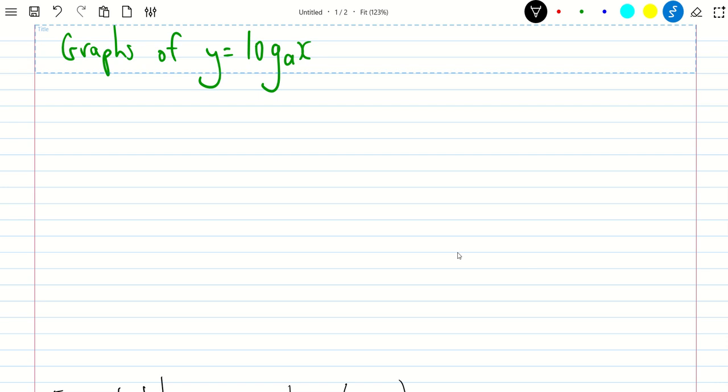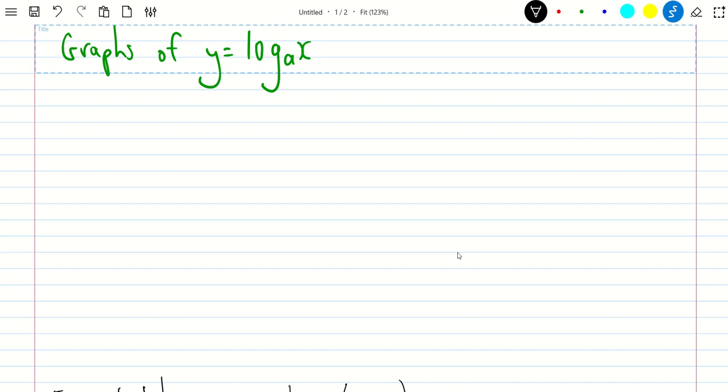What we're going to be looking at today is the graphs of y equals log base a of x. Not too complicated, I'd say. Definitely not as complicated as trig graphs or anything like that. But some people can get a little bit confused because of the base a, though the base a doesn't really have a massive effect on what the graph looks like. So let's just have a look at it.